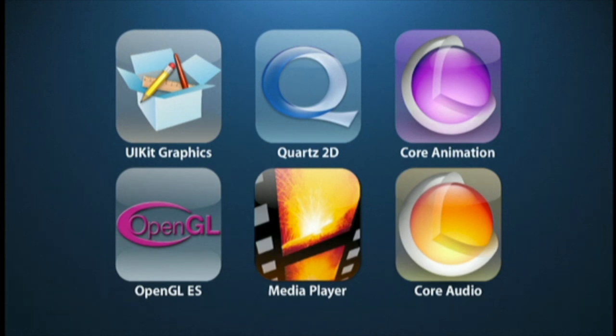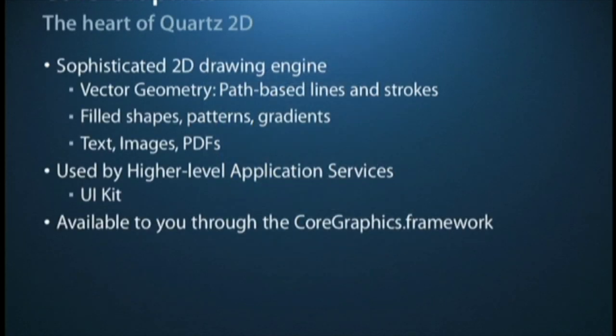Next, let's look at Quartz 2D. The Core Graphics framework is the 2D drawing engine. This API is the workhorse for drawing vector graphics, for drawing lines and shapes, patterns, gradients, text, images, and even PDFs. It's a low-level procedural API used heavily by the higher-level frameworks like UIKit.